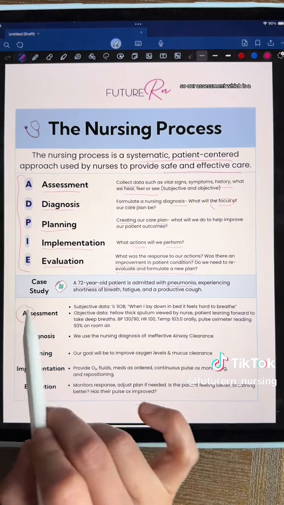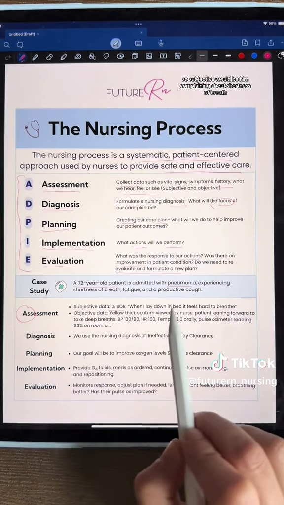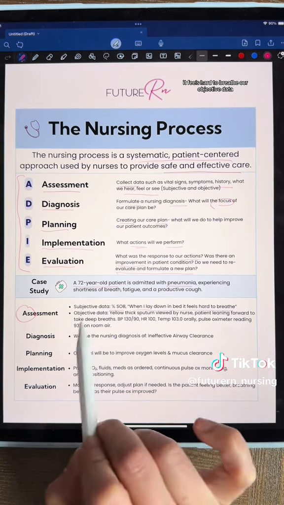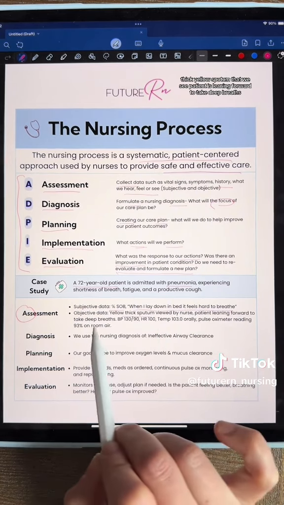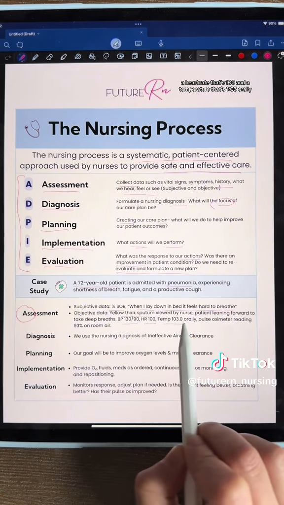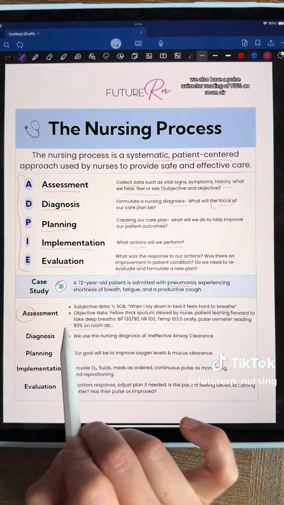So our assessment, which is A, is our subjective data. So subjective would be him complaining about shortness of breath, him saying, when I lay down in bed, it feels hard to breathe. Our objective data: thick yellow sputum that we see. Patient is leaning forward to take deep breaths. We have a blood pressure that's high, a heart rate that's 100, and a temperature that's 103 orally. We also have a pulse oximeter reading of 93% on room air.